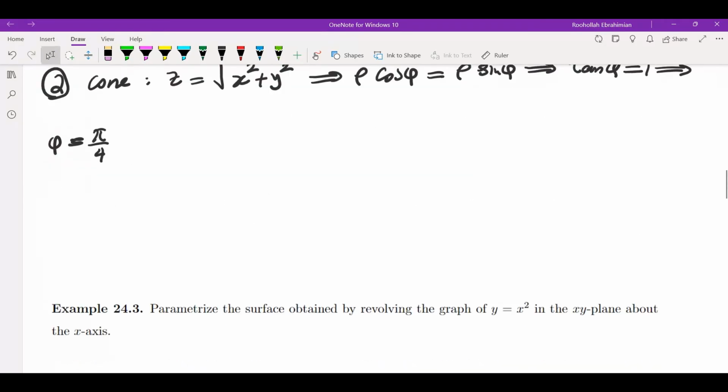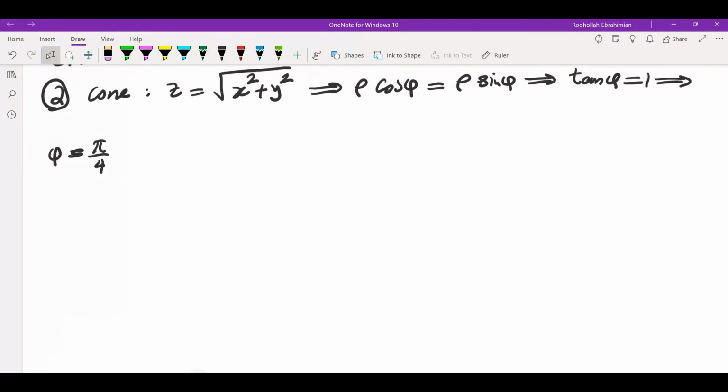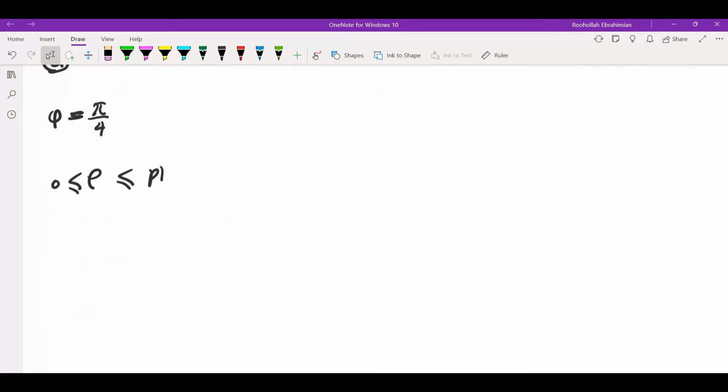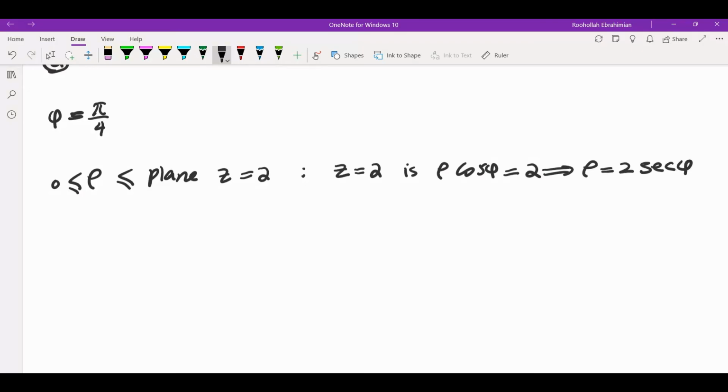And what are the limits of rho? Rho goes from 0, which is on the origin, to the plane z equals 2. So let's see what z equals 2 is. Z equals 2 is rho cosine of phi equals 2. So that means rho is equal to 2 secant of phi.